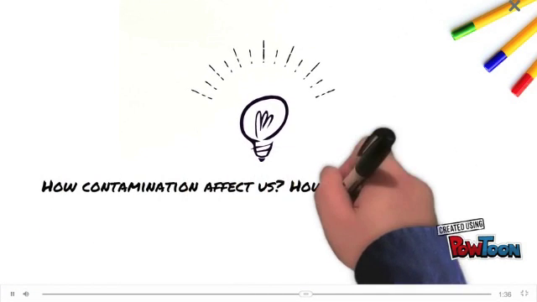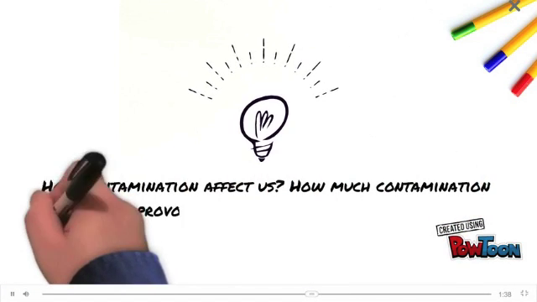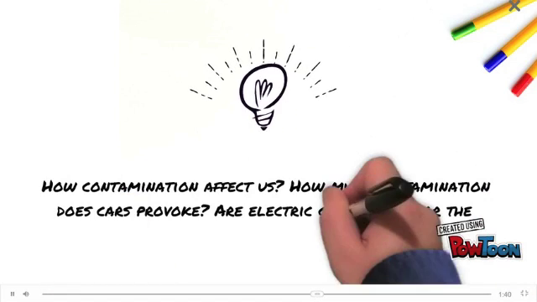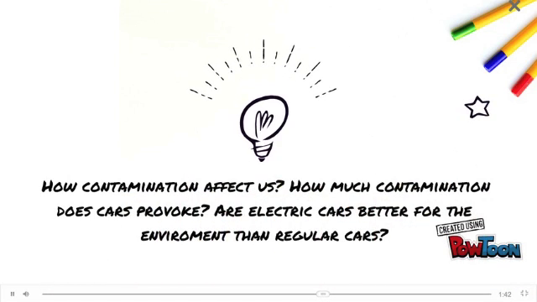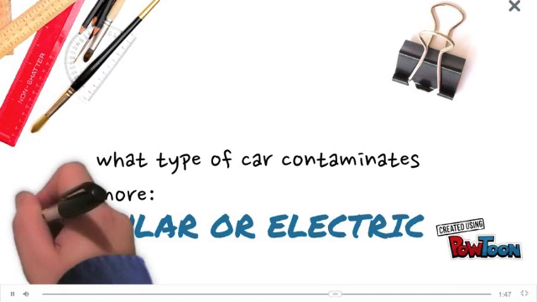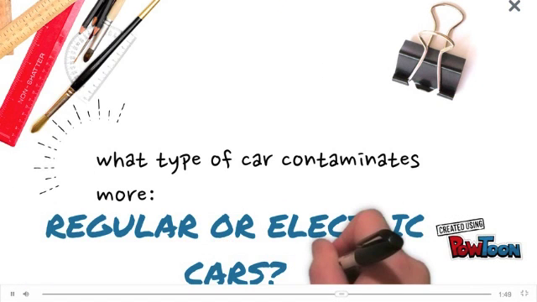We can start by asking ourselves different questions. We can observe the environment and simple problems like contamination. How does contamination affect us? How can we stop it? How much contamination does a car provoke? Are electric cars better for the environment than regular cars? And if this is true, why is it that the majority of us buy regular cars? Our research problem will be: what type of car contaminates more, regular cars or electric cars?